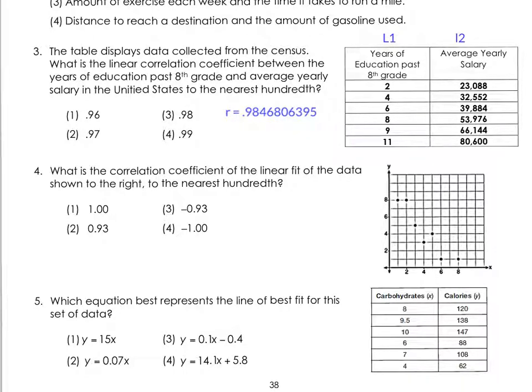I write down the whole decimal just to make sure that I don't make any errors, and if I round incorrectly, I can see it on my screen, especially since these are all very close together. It says to the nearest hundredth, so the hundredth place is an 8. Next to it is a 4, so that means that I'm not going to round up. I'm just going to leave it at 0.98, so the answer is choice 3.